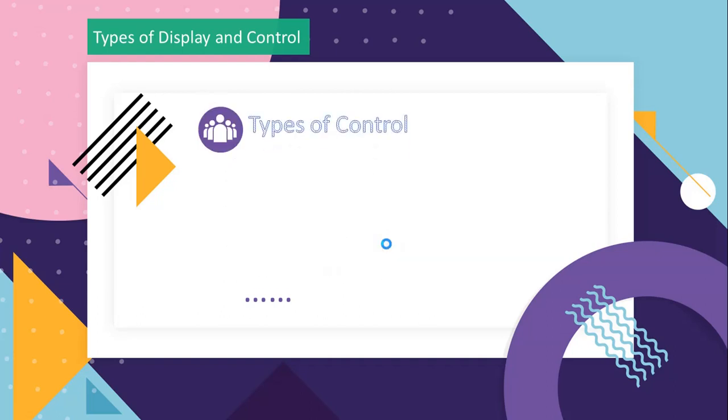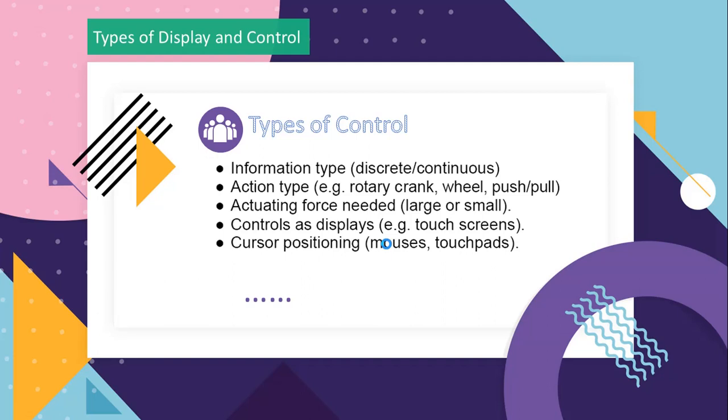Next is types of control. There are some types of control. The first one is information type. It can be discrete or continuous information. The second one is action type, for example, rotary crank, wheel, or option to push or pull. The third is actuating force needed, for example, large or small. Next is controls as display, for example, touch screens. And last is cursor positioning, for example, in the mouse or touchpads.